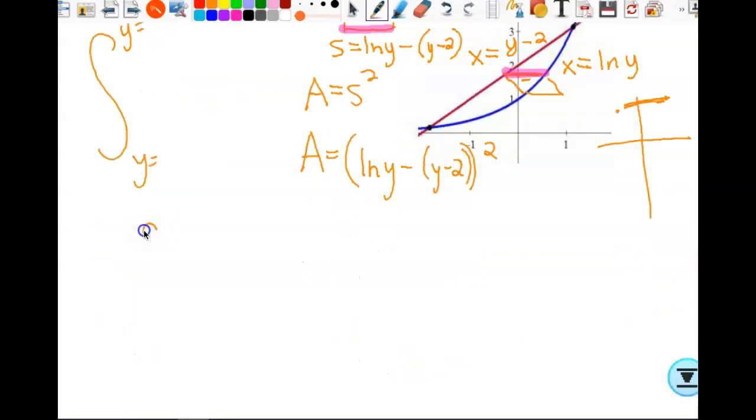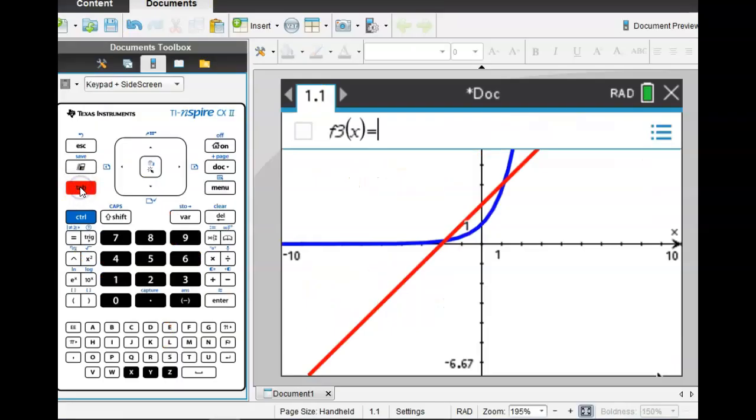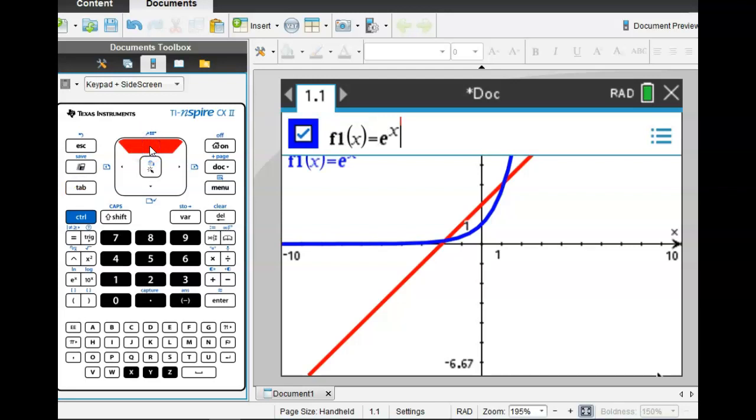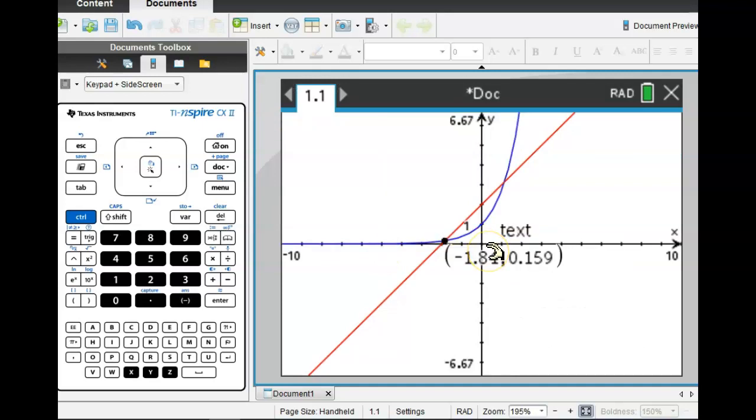All right, so we know that to find volume, we integrate area. So I'm integrating the area of this square that we just generated the formula for with respect to y. So everything is in terms of y, including our limits. All right, so we're finding those points of intersection. That's not a nice, friendly number, so what do I need to do? What am I storing? I would store the y.